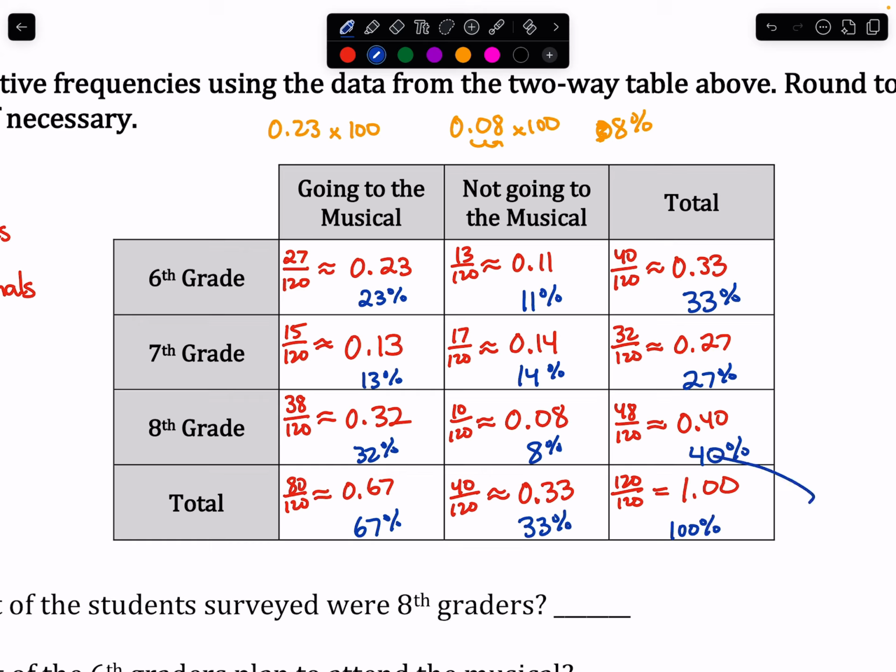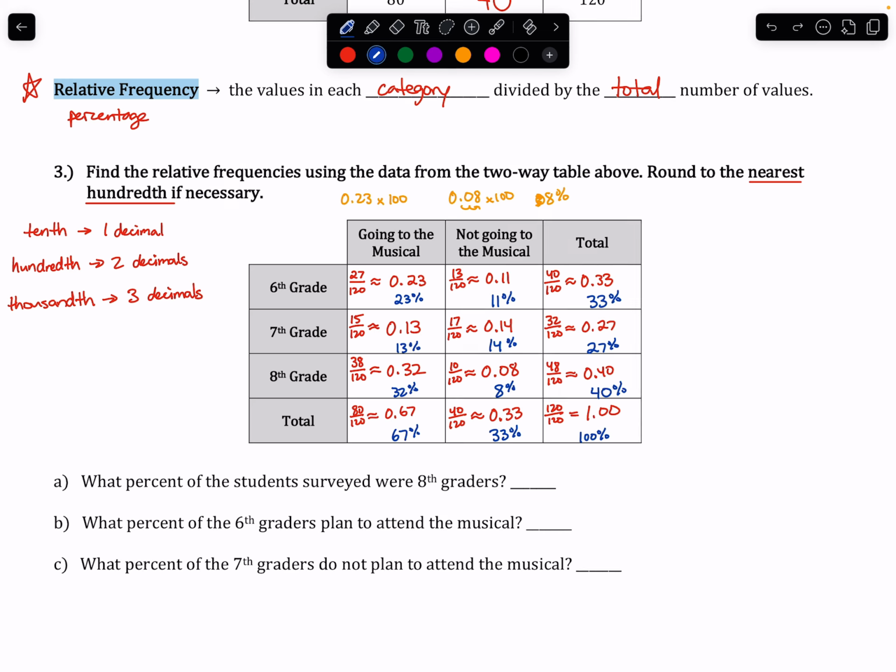Okay, so again, if you do it right, our total should be 100% because that's how many kids we had. And if we add up our percentages across the bottom, 67 plus 33 gives us 100. 33 plus 27 plus 40 also gives us 100. And so now we can answer those couple questions down below.